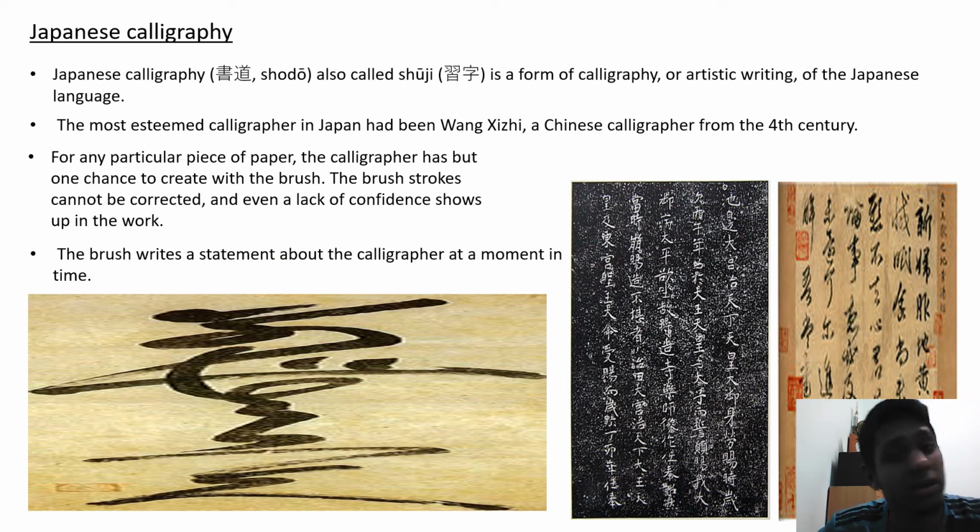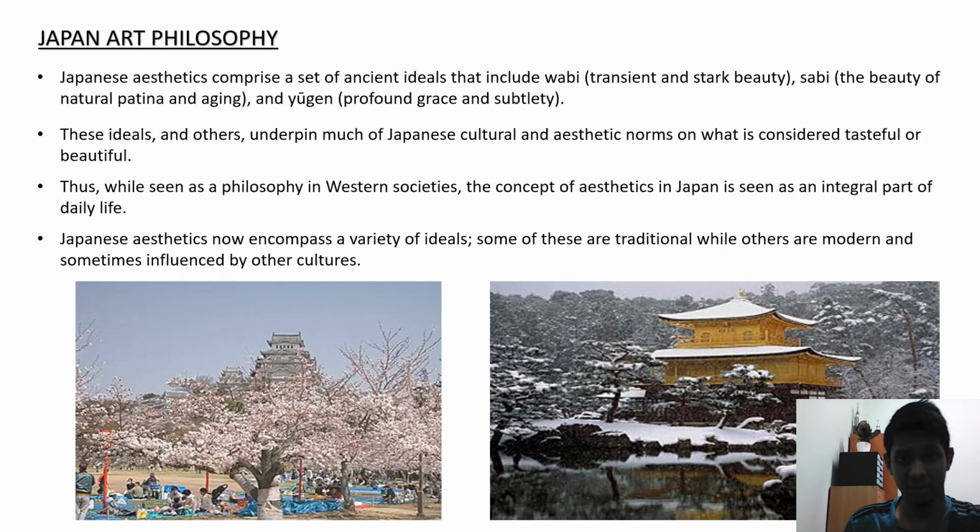Japanese calligraphy. As we know, for Japanese calligraphy they must use ink and paper to write anything, a letter like that. So the brush is the most important. The most esteemed calligrapher in Japan has been Wang Xizhi, a Chinese calligrapher from the 4th century. So this has the information.